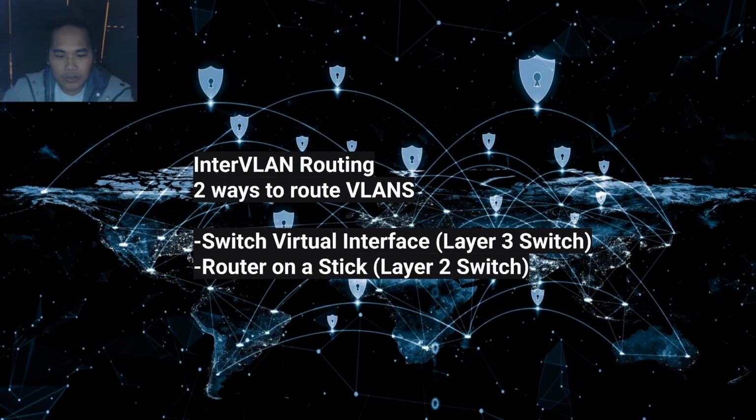Inter-VLAN routing. There are two ways to route traffic between VLANs. One is the switch virtual interface, or SVI. You use a layer 3 switch, a switch that can also route. The switch itself performs the routing, no external router needed. And the other option is router on a stick. You use a standard layer 2 switch and connect a router on a single trunk link. The router does all the routing between VLANs.